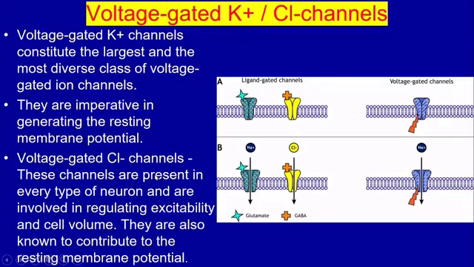Voltage gated chloride channel. These channels are present in every type of neuron and are involved in regulating excitability and cell volume. They are also known to contribute to the resting membrane potential. So all these voltage gated channels, either potassium or chloride, are responsible for maintaining the resting membrane potential.